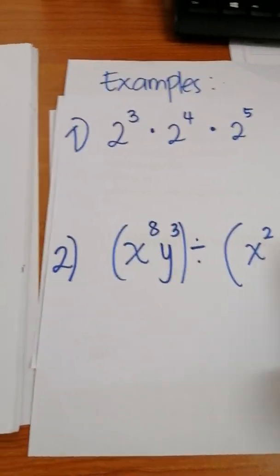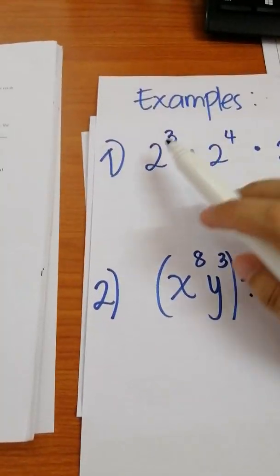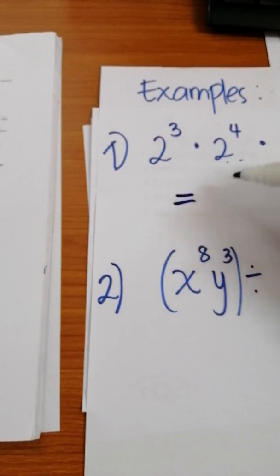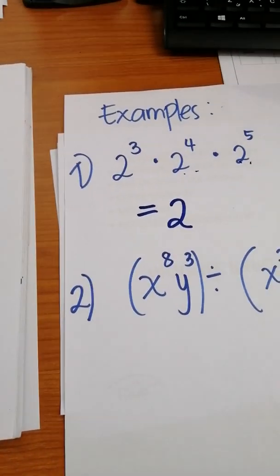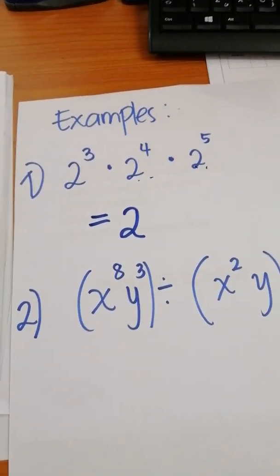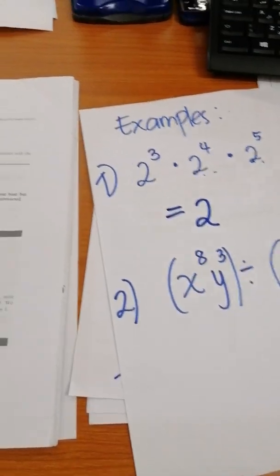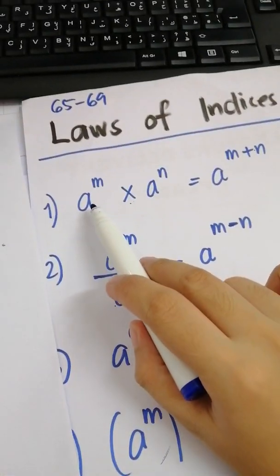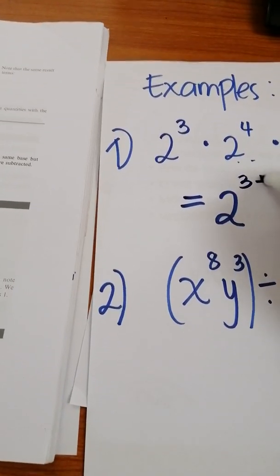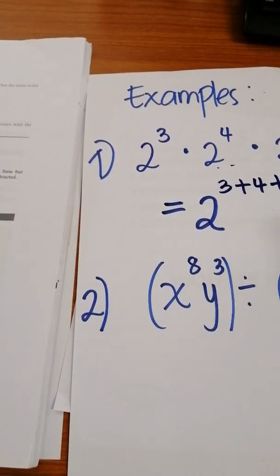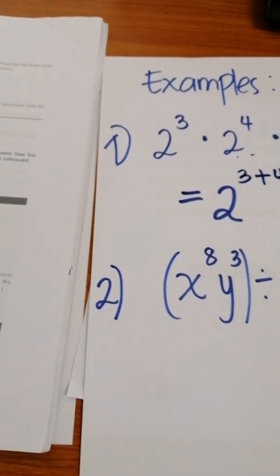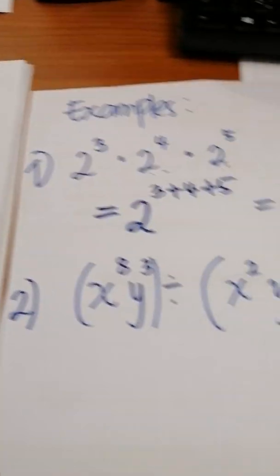Okay, let's apply the rules. Let's have this. As you observe, they have the same base, which is 2. So we'll just simply copy the base and apply law number 1. If it's multiplication, we have to add the powers. So this will be 3 plus 4 plus 5, so this is 2 to the power of 8 plus 4 is 12, 2 to the power of 12.